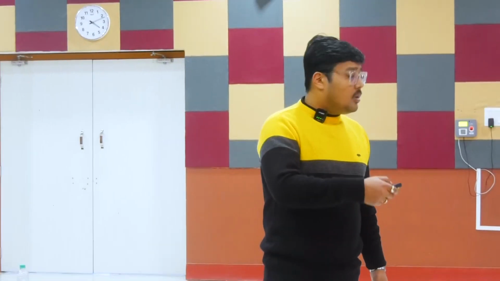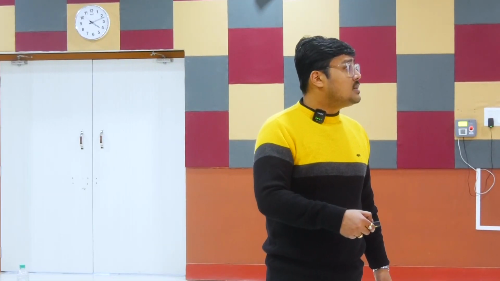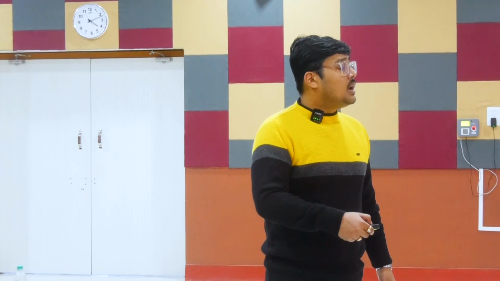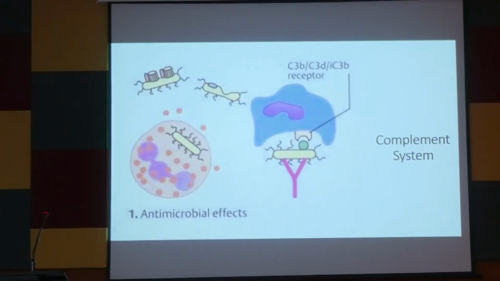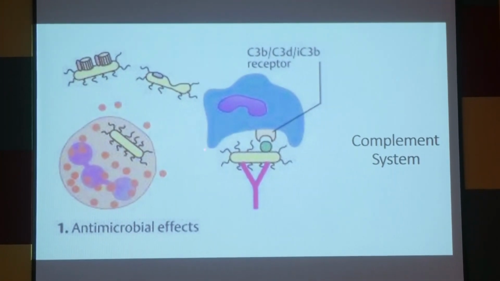Also it has a role in chemotaxis and release of free oxygen radicals, or reactive oxygen species, and lysosomal enzymes. I told you earlier, these things are like a chain reaction. One molecule involves other molecules: hey, please do come to our party. Okay. Now, antimicrobicidal effect, complement system. This is the membrane attack complex.